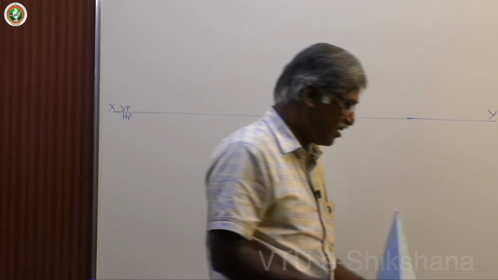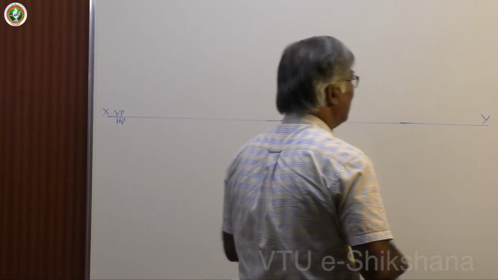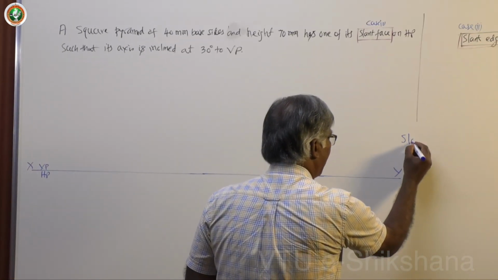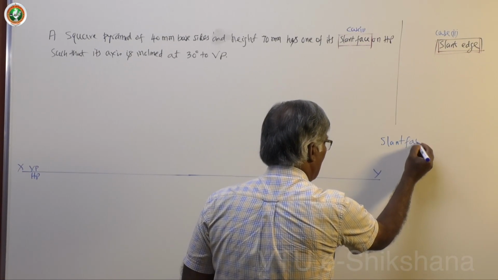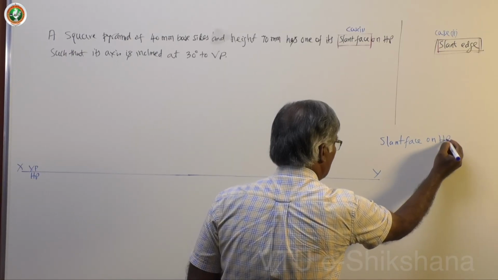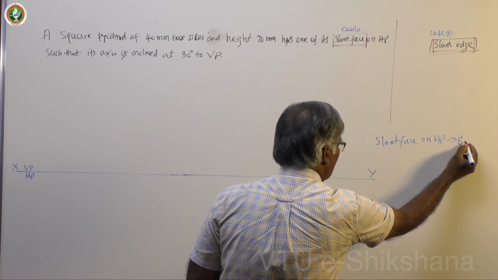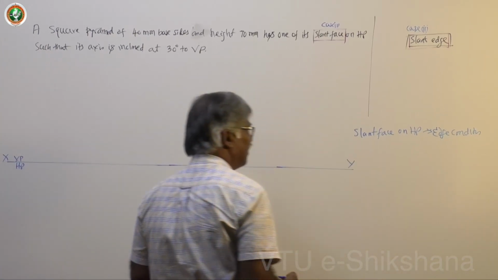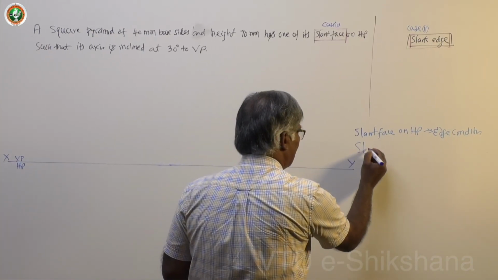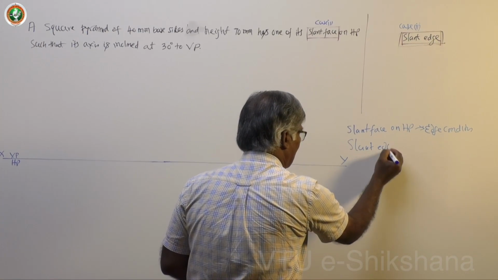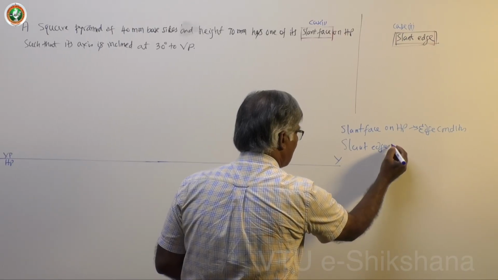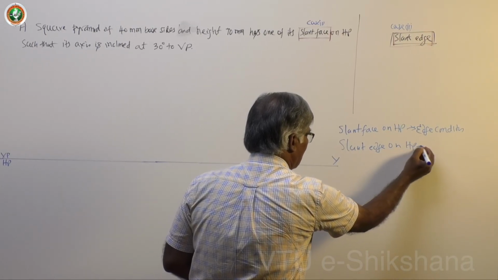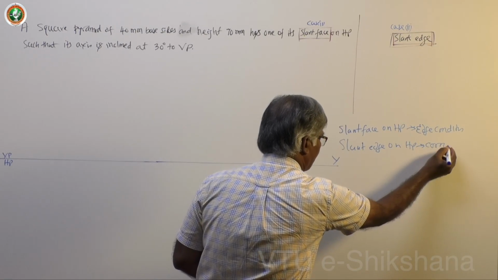That means I will just write the information: slant face on HP means you have to have edge condition; slant edge on HP refers to corner condition.